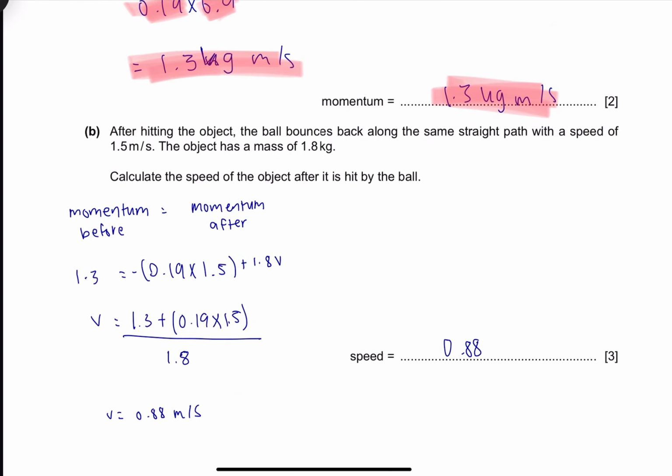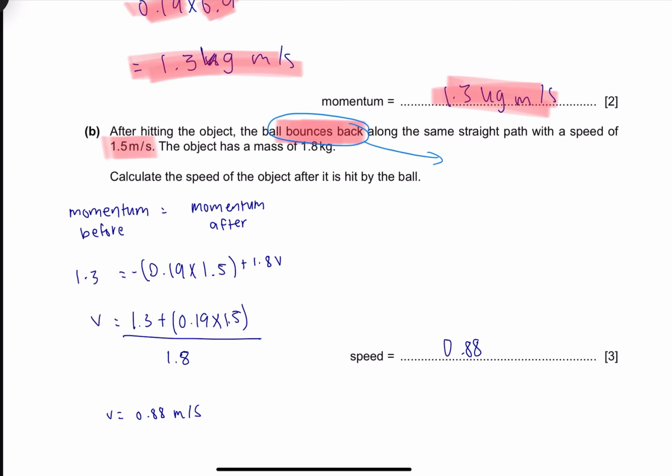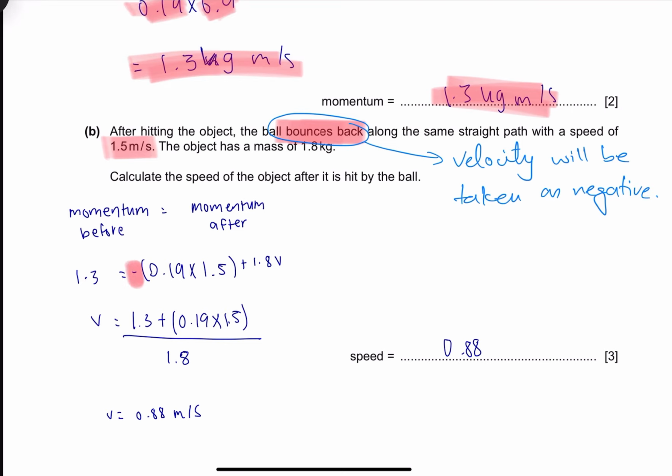In the second part, they are telling you that after hitting the object, the ball bounces back along the same straight path with a speed of 1.5. Keep in mind momentum is a vector quantity, so bounces back means the velocity will be taken as negative, because it is in the opposite direction. So we have to accommodate this negative sign: minus 1.5. Using the formula of conservation of momentum, momentum before colliding is equal to momentum after colliding.